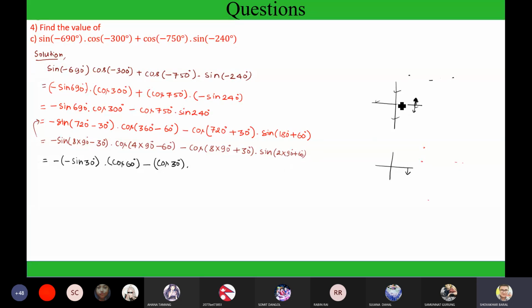So sine 2 into 90 means 1, 2: 90, 2 into 90. 2 into 90 plus 60 means it will be in the third quadrant. Please correct me if I'm overlooking something here. So it will be in the third quadrant, so it is negative: minus sine 60 degree. Let's simplify it. Minus times minus is plus. So it is sine 30 degree times cos 60 degree. Minus times minus will be plus here again, so cos 30 degree into sine 60 degree.